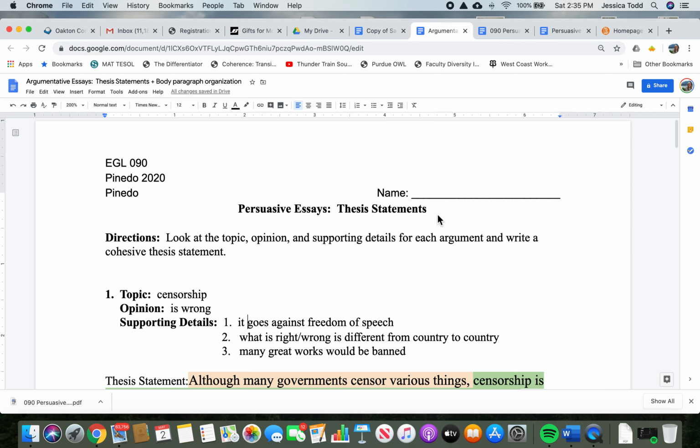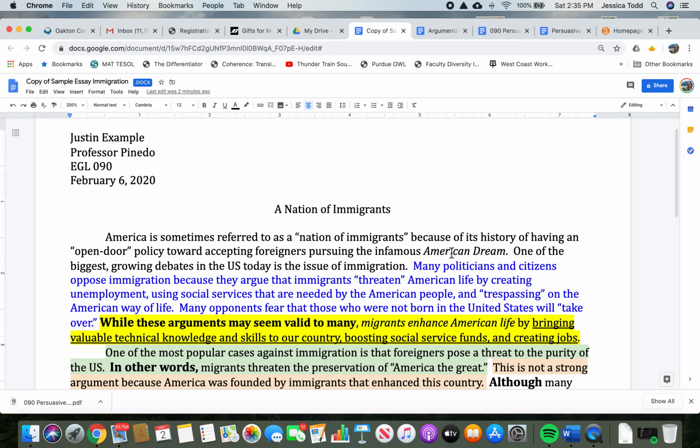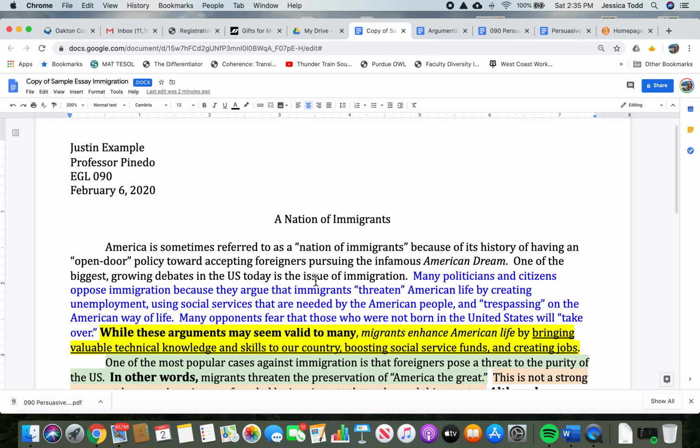We're going to look a little bit more closely at the thesis statement of the persuasive essay, and we're going to practice making our own thesis statements as well. Before we do that, let's look back at our example essay, A Nation of Immigrants. So we read this for homework last week and we analyzed it, but I want to go back a little bit to the introduction paragraph.